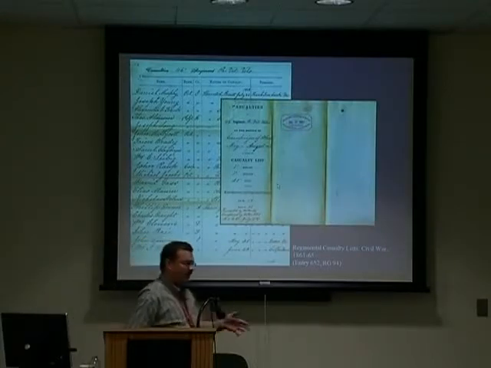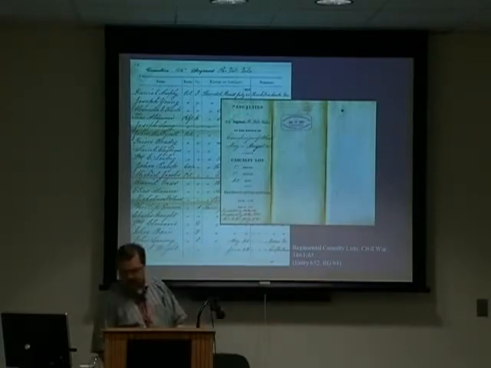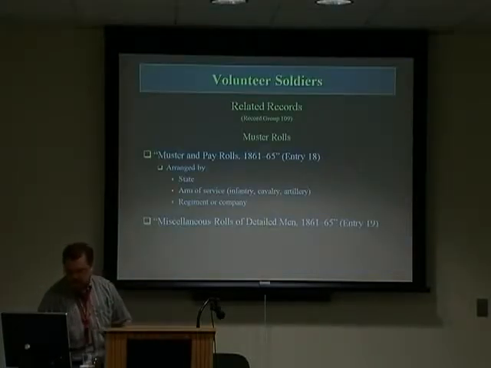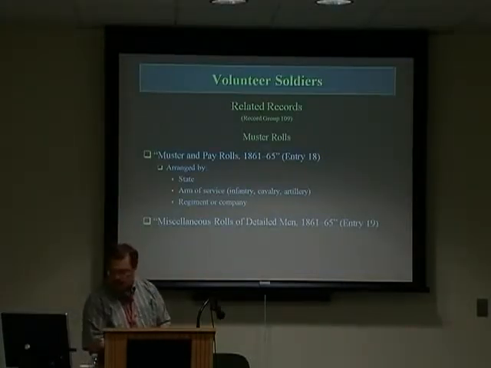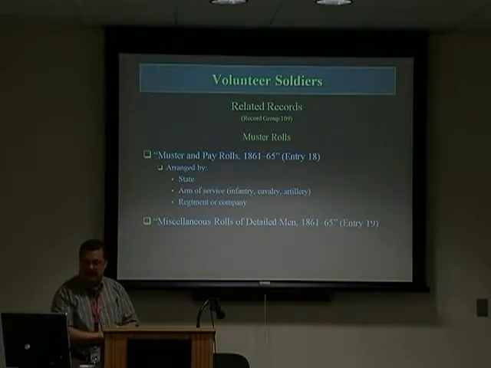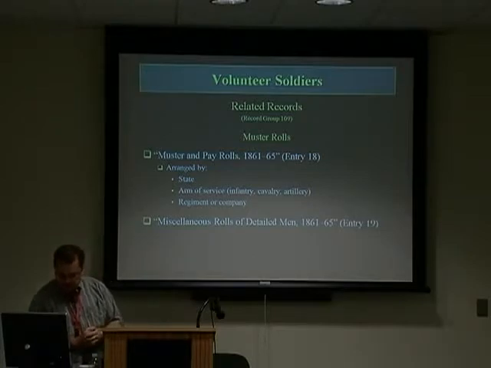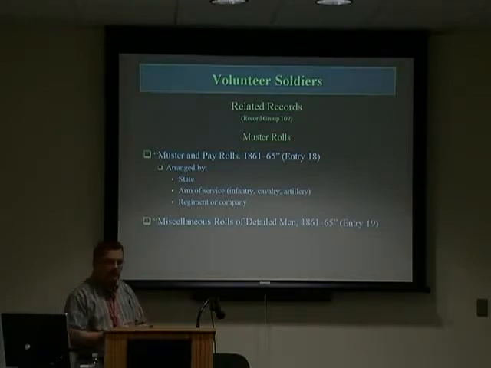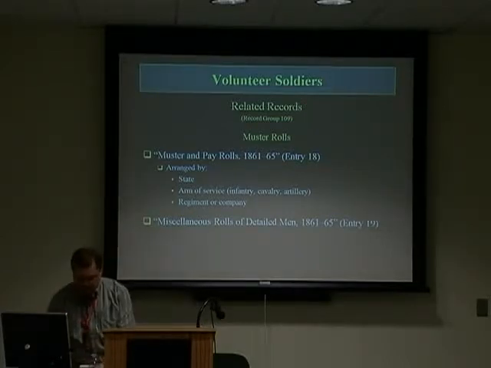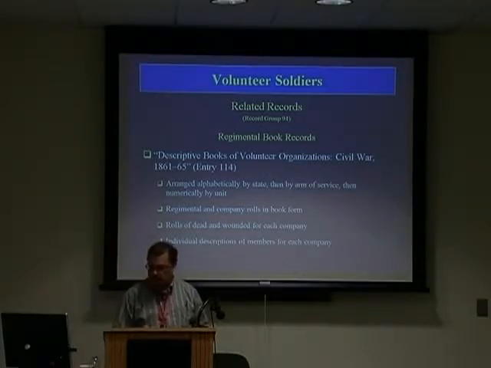I wasn't going to talk extensively about the casualty lists, but these are also available in Record Group 94, and they're arranged by regiment. We also have muster rolls for the Confederate Army as well, in two different series: muster and pay rolls in entry 18, and a few miscellaneous rolls for detailed men in entry 19. They're arranged pretty much similarly to the Union ones, but again, they're not as prevalent in nature as the Union records.